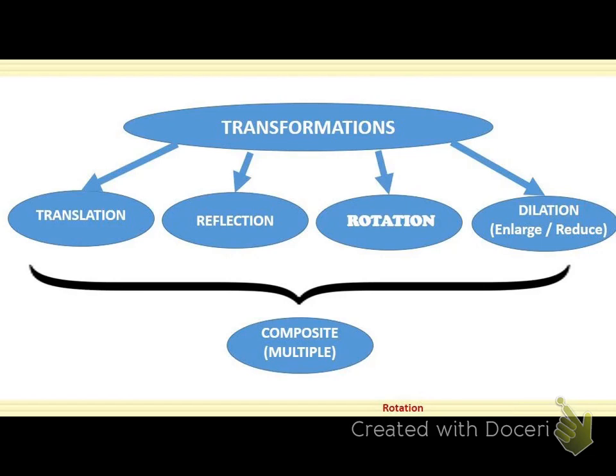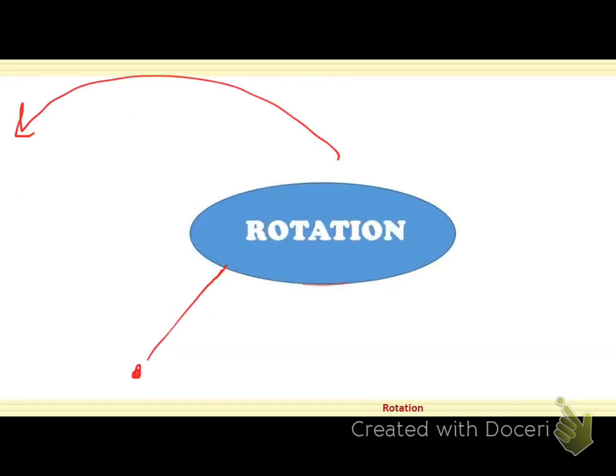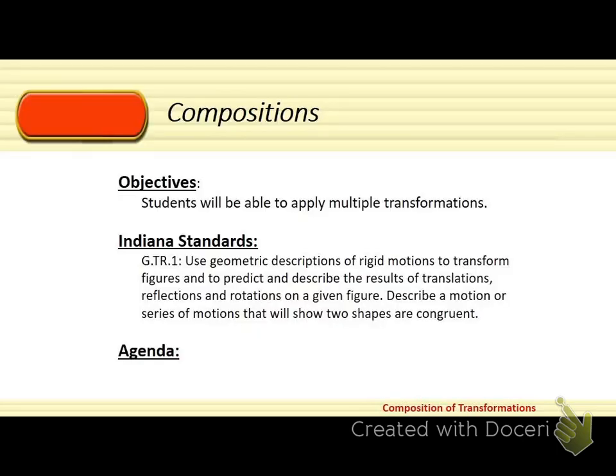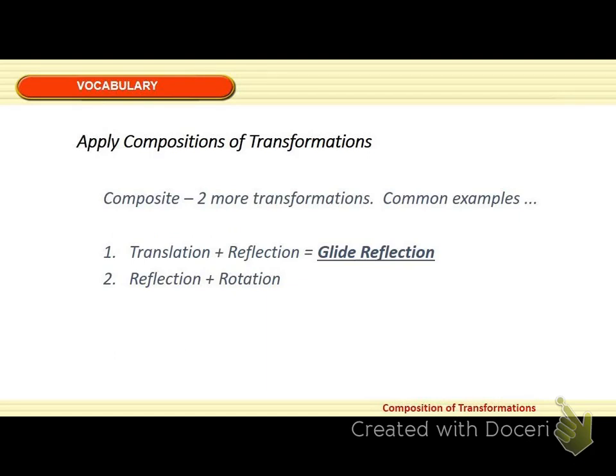Now, to wrap up our conversation here, we want to talk about composites, right? Sometimes we want to perform multiple transformations on the same figure at the same time. And that's what a composite is. It's a composition. It's composed of multiple transformations, right? So there's two or more transformations. Some very common ones are a translation and then a reflection, also known as a glide reflection. Or we can reflect and rotate. Those are some of the common ones. But really and truly, we can put together any two transformations that we want. Okay?